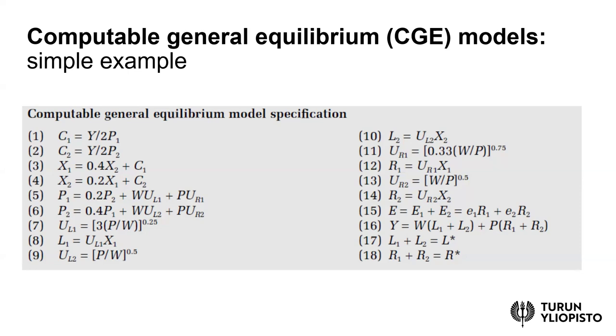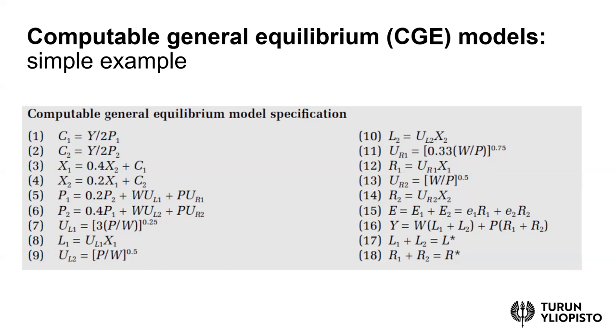So here is a very simple illustrative example taken from the textbook. A computable general equilibrium model, we can think about it as consisting of a number of equations, typically a much larger number than in this example. But typically in these models, we have, as I said, a more limited number of industries. So for example, we could have just two sectors, some kind of clean sector and dirty sector. That would be a typical example in environmentally motivated CGE type modeling.